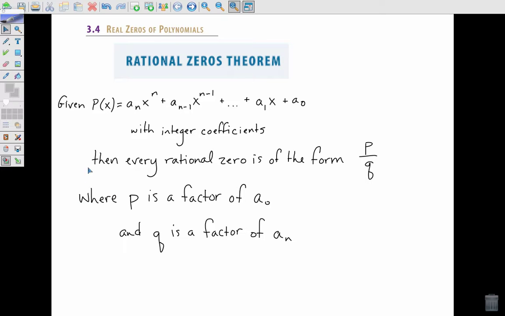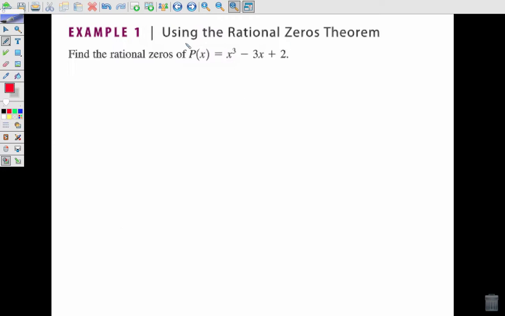Okay, then every rational zero of the polynomial is of the form p divided by q, where p is a factor of the constant term and q is a factor of the leading coefficient. So every zero of this polynomial can be found by looking at the factors of the constant term and the factors of the leading coefficient. All right, so let's use this in an example.